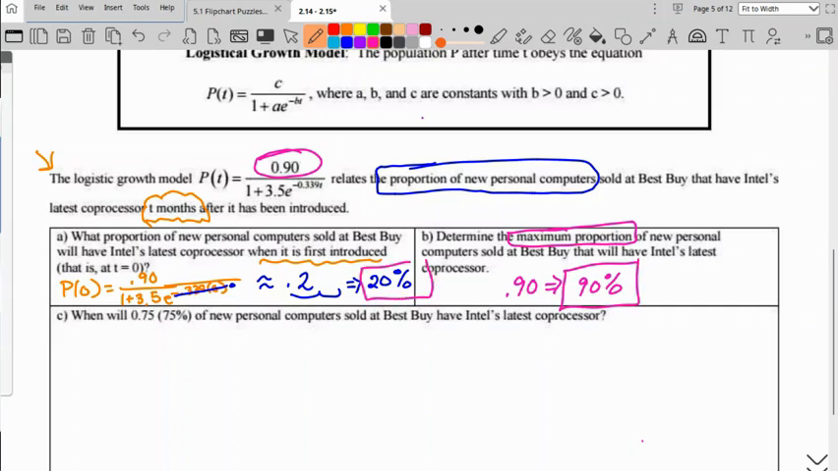Okay. All right. Let's go ahead. Should we do this next one? When will 0.75 or 75% of new personal computers sold at Best Buy have Intel's latest coprocessor? Should we go ahead and try solving that one together? Yes, no, maybe so? Okay, let's do it. So what are we doing? We're plugging 0.75 in for our output. So it is in decimal form in our output.